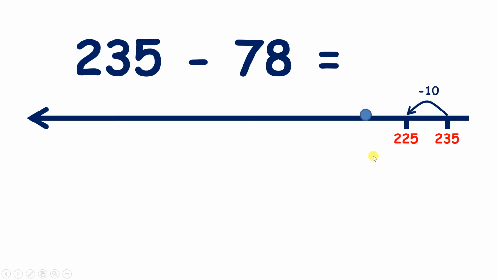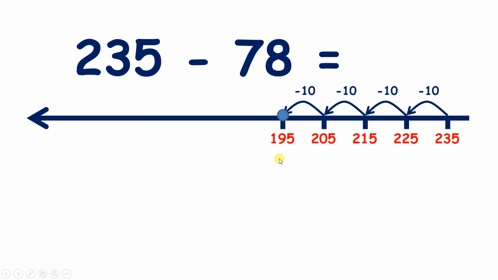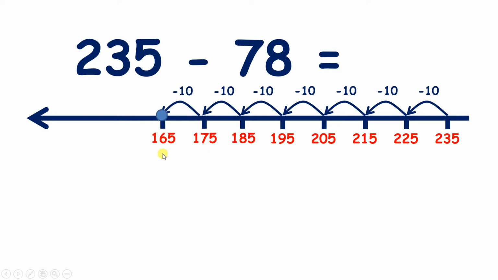225, 215, 205, 195, 185, 175, 165. So now we've subtracted 7 tens, we can subtract 8 units.